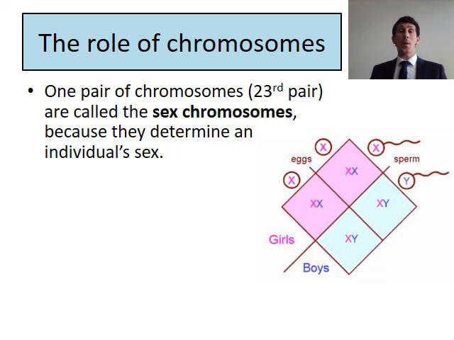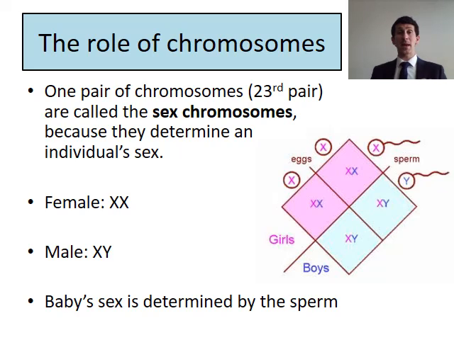So one pair of chromosomes, that 23rd pair, are called the sex chromosomes, and they're called that because it's that chromosome that determines an individual's sex. Females will have chromosomes XX, males will have the chromosomes XY on that 23rd pair. And the baby's sex is determined by the father, by the sperm, because sperm is the only thing that carries the Y chromosome. So it's the father who determines the sex of the child.